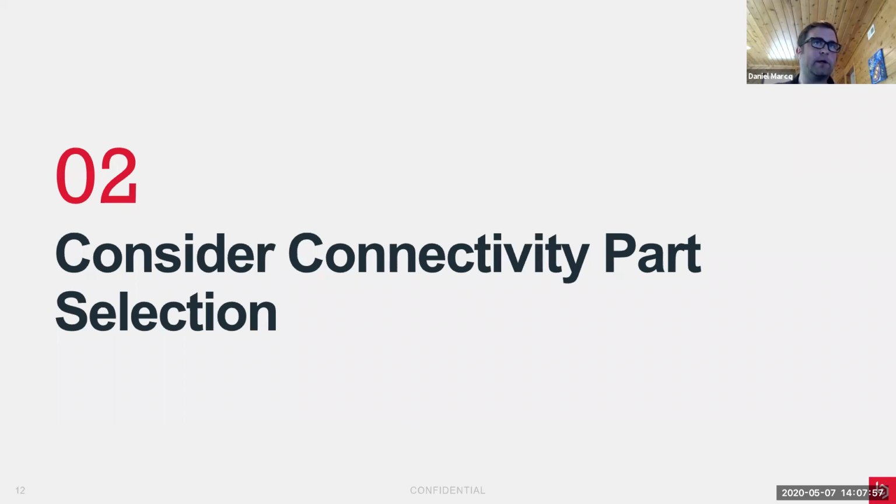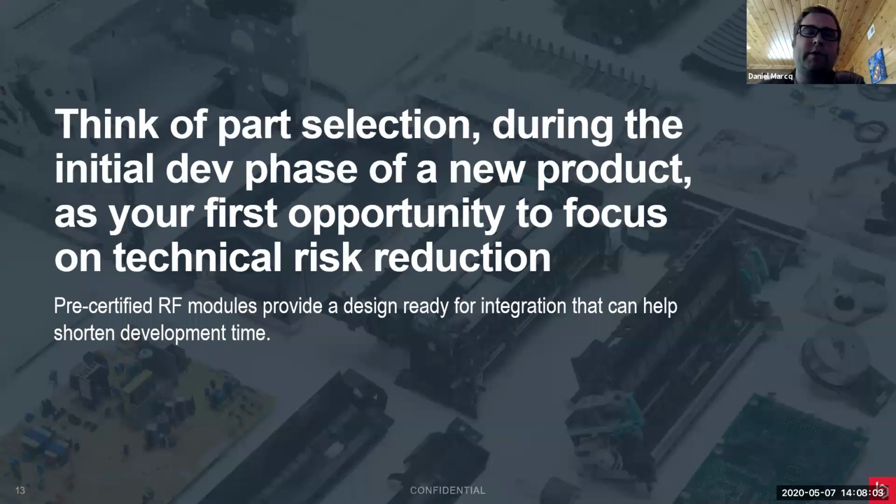The first section I want to stop in is the connectivity part. So we're going to go through part selection. Part selection is the first part of any project. We know that when we start dreaming up our product, we have to start putting it together. For a complex device, it could be an assemblage of a lot of different parts. For this section, we're going to focus on the RF parts, in this case pre-certified versus chip down.